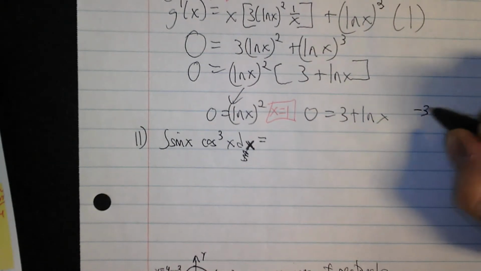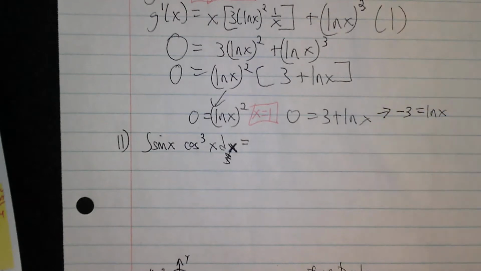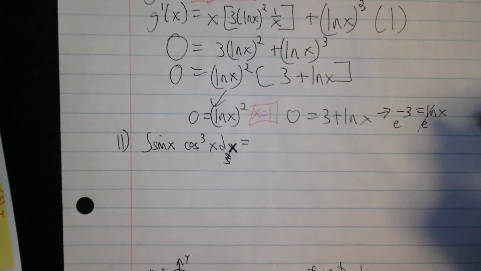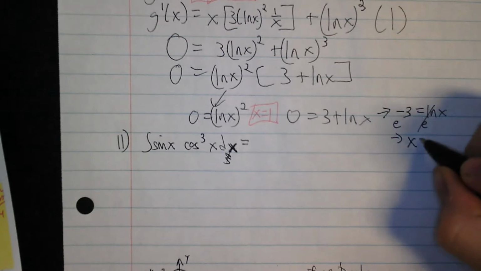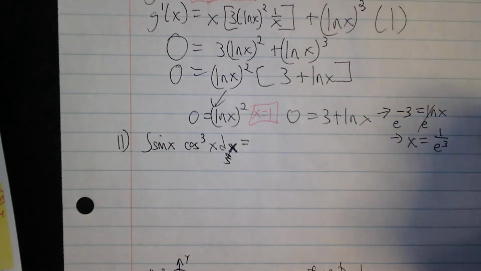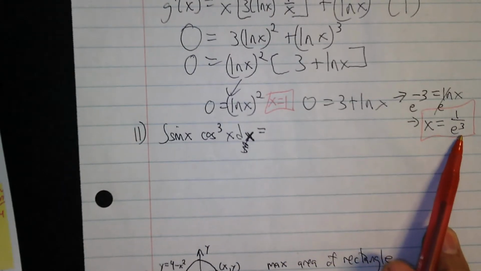So you've got negative 3 equals natural log of x. How do you undo the natural log function? Exponential base e. That's like exponential base e to both sides. These cancel, and you get down to x equals e to the negative 3, which is 1 over e to the third. So these are our two critical numbers, x equals 1 and x equals 1 over e to the third.